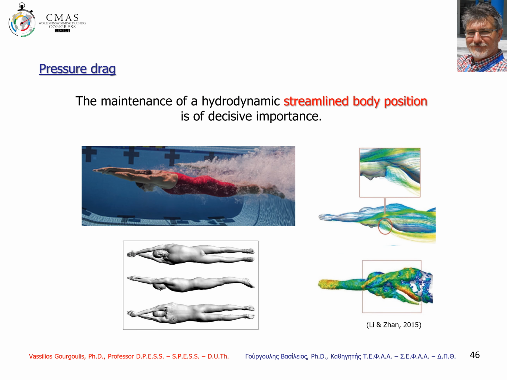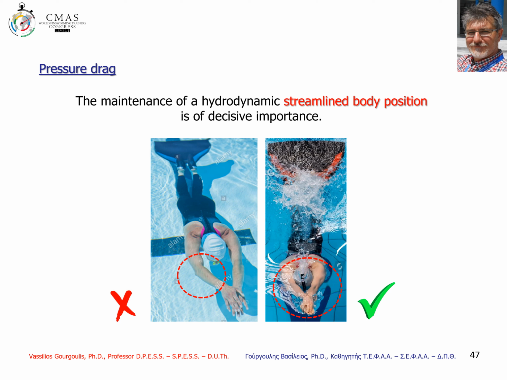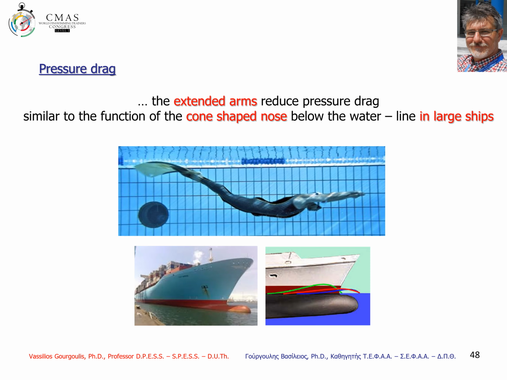The maintenance of a hydrodynamic streamlined body position is of decisive importance. Even a slight bend in the elbow, as in the left image, increases unnecessarily the pressure resistance, while the extended arms could reduce the pressure above and in front of the head, thereby reducing the amplitude of the bow wave in a similar manner to the function of the cone-shaped nose below the water line in large ships.